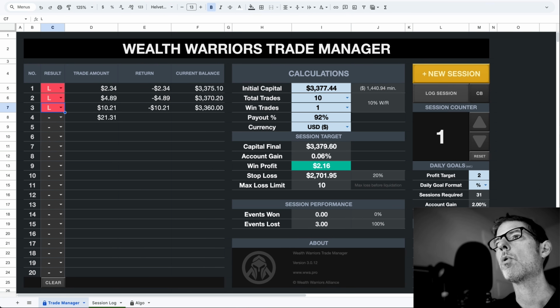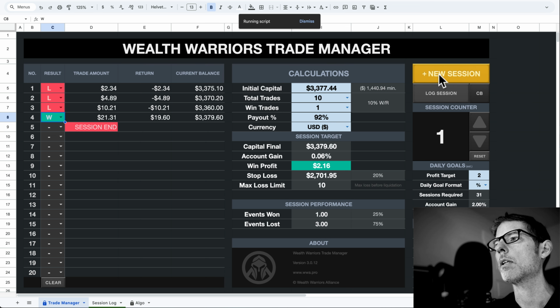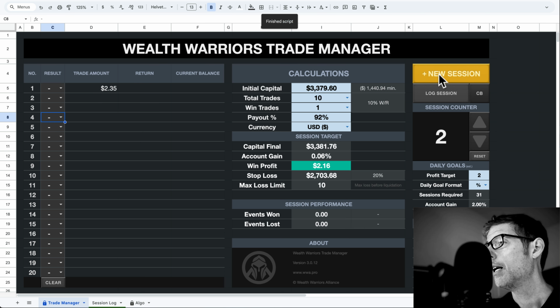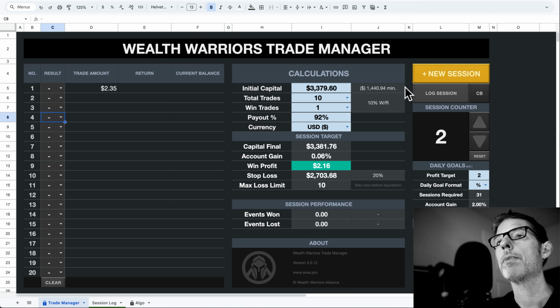So trade number 4, which was for the 21.31 trade amount, ended up being a win. So we'll mark that with a W. That session has ended, and we marked a new session, and we've got another session completed. Let's go ahead and continue, guys.